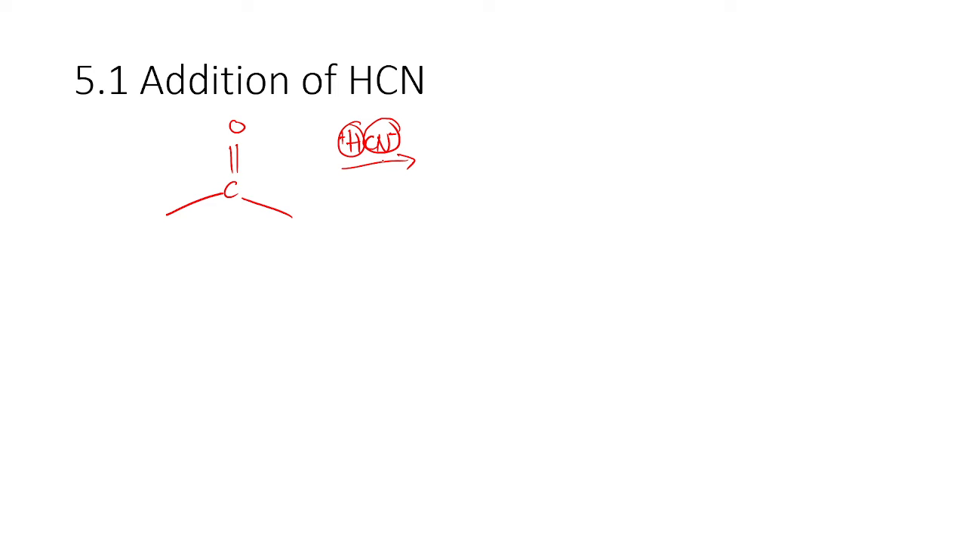So what will happen there is, ang unang mangyayari, yung CN will attach itself to the carbon. So we will have here this product. Tapos, dahil negative na yung ating oxygen, dyan mag-a-attach yung ating hydrogen. So, we have here yung ating addition product, wherein we call this product our cyanohydrin.